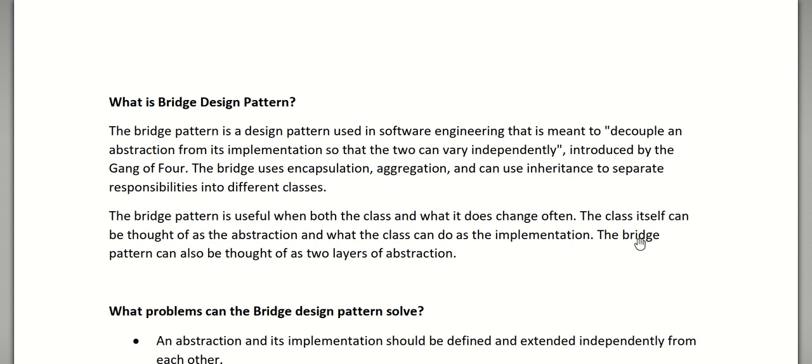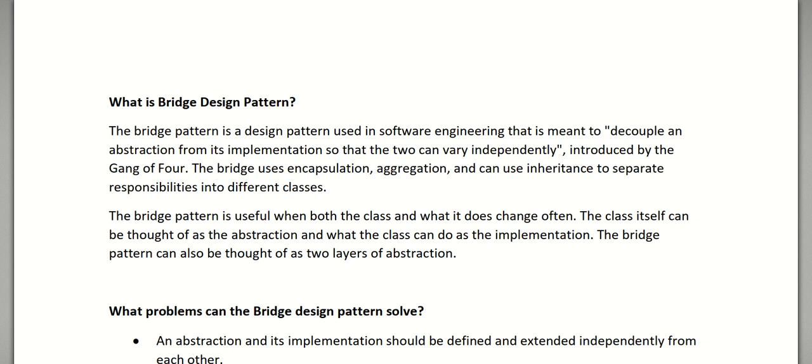So the class itself can be thought of as an abstraction and what the class can do as the implementation. The bridge pattern can also be thought of as two layers of abstraction, as I already said. The noun and the verb basically. What is the thing, what is that object and what it does basically. So both these two things can be put into two separate layers of abstraction.